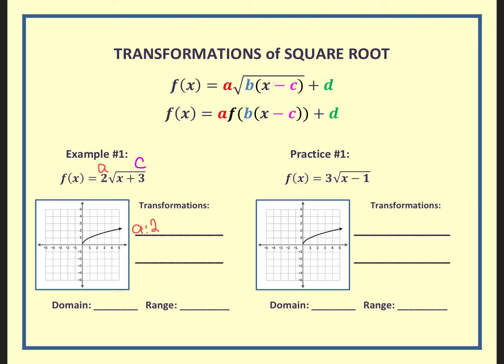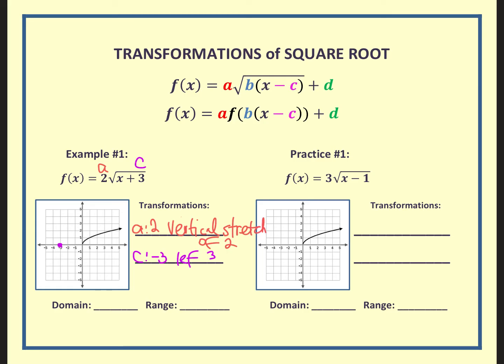So let's talk about that. That's going to be a vertical stretch of 2. And then your C value is not a positive 3. Your C value is actually a -3, so this graph is going to the left 3. So we're going to move that initial point that started at 0, and this graph went to the left 3. So my first dot I'm going to put is actually left 3.